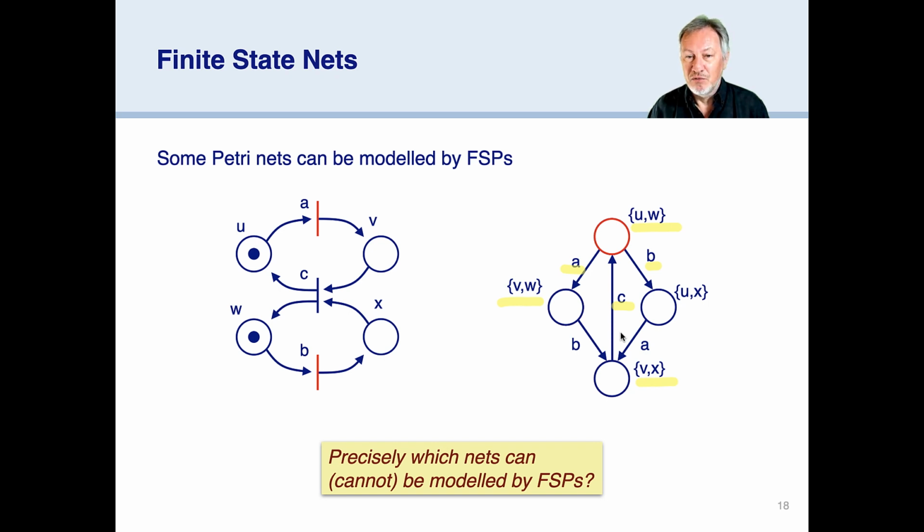The question for you is, which are the nets that cannot be modeled by finite state processes? Which are the ones that can, and what's the procedure for converting such a net into a finite state process? After seeing this example, you should get a pretty good idea, however.